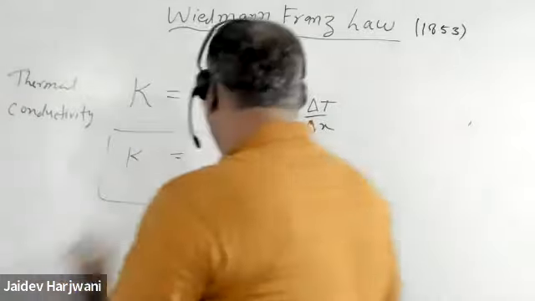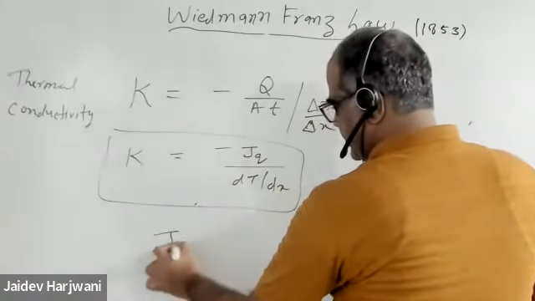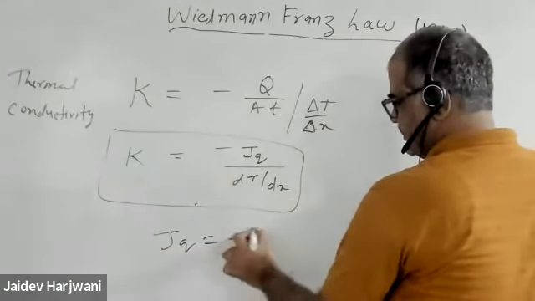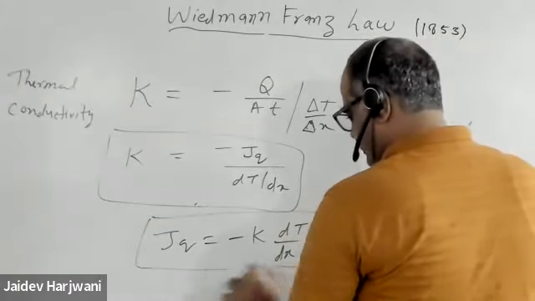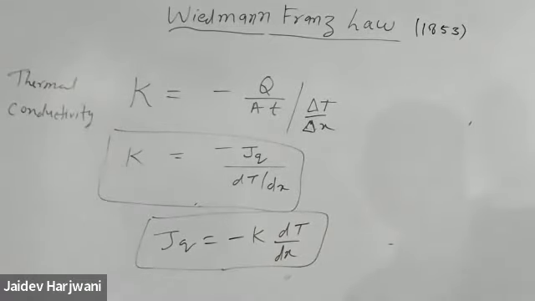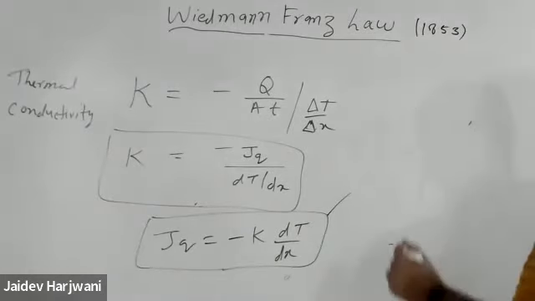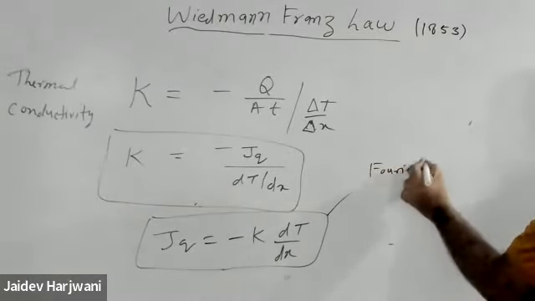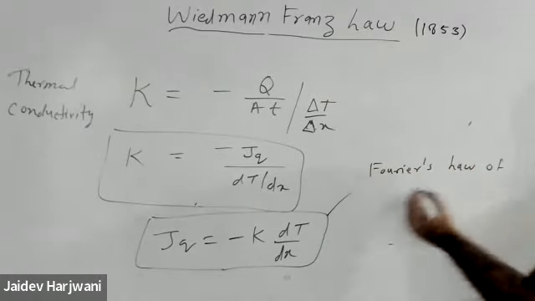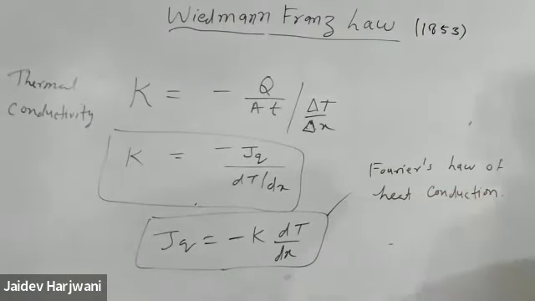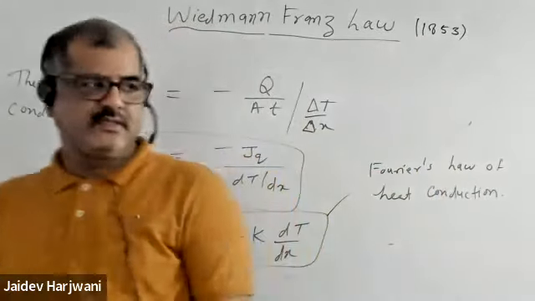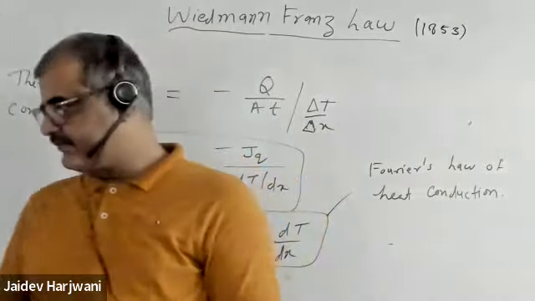If I write this law, it can be written as JQ equal to minus K dT upon dx. So this form you should remember. Thermal current is equal to minus thermal conductivity times dT by dx, the temperature gradient, and this equation is called Fourier's law of heat conduction. Now, once you know the definition of thermal conductivity, we can proceed for thermal current.